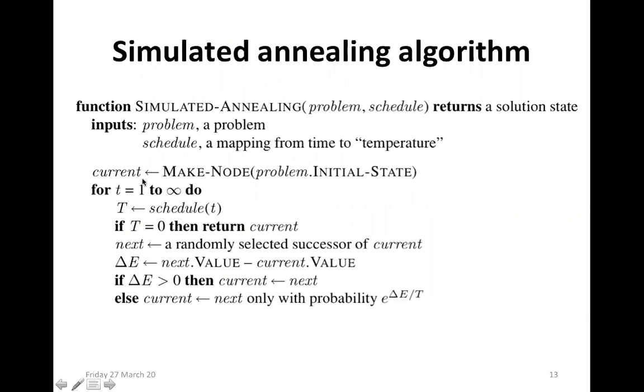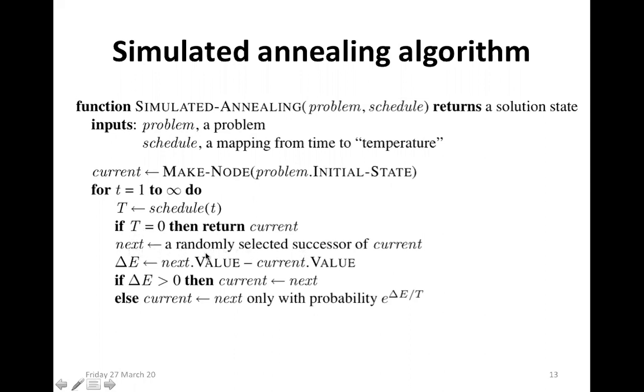So now you can understand that when t is equal to 1, from the schedule, we will get the temperature 100. Why? This is something I have explained on that small board: when t is equal to 1, you will get the temperature 100. So now, if capital T is 100 and small t is 1, then what will happen? Now, the next statement: if this capital T, which is 100, equals 0? No, the condition is false. And I will come to the next statement.